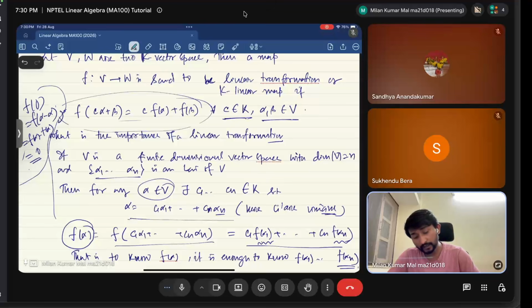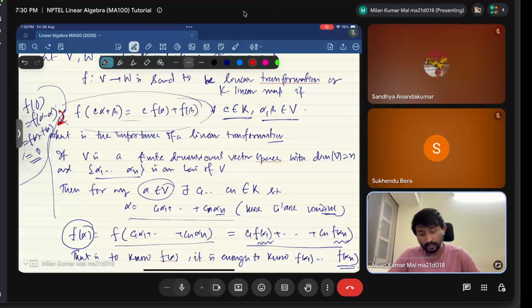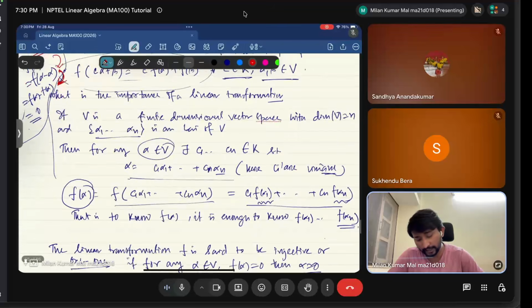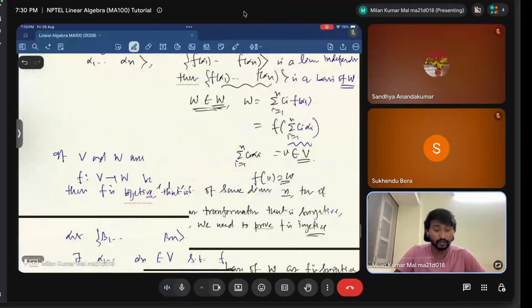From here to here, we are using the linearity. And here we know that alpha minus alpha equals 0, if alpha is a vector in the vector space V. There are many ways one can prove this. One other way is that f of 0 can be written as f of 0 plus 0, that can be written as f of 0 plus f of 0, and this will give that f of 0 equals 0. So this way one can prove it. So a linear transformation always maps 0 to 0. This is my point.